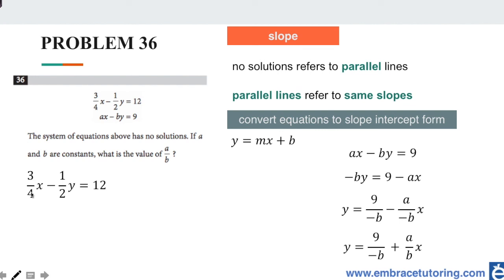So here we have 3/4 x minus 1/2 y equals 12. I'm going to subtract my 3/4 x over. I get negative 1/2 y equals 12 minus 3/4 x. Now to get rid of this negative 1/2, I'm going to multiply everything by negative 2.